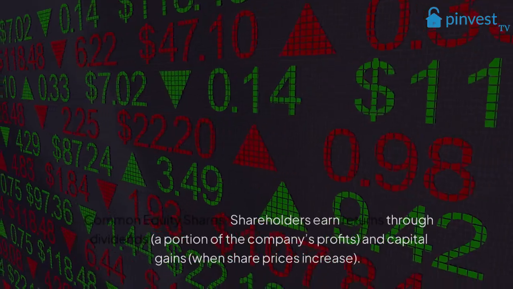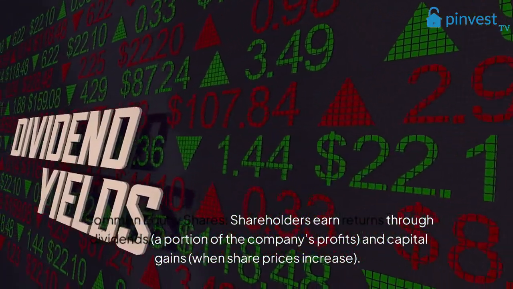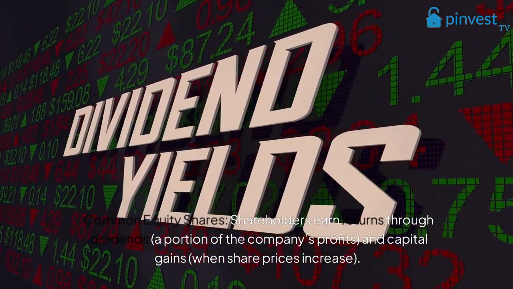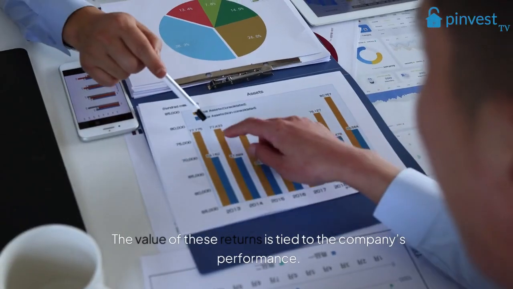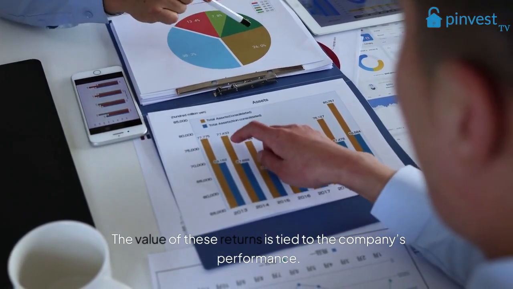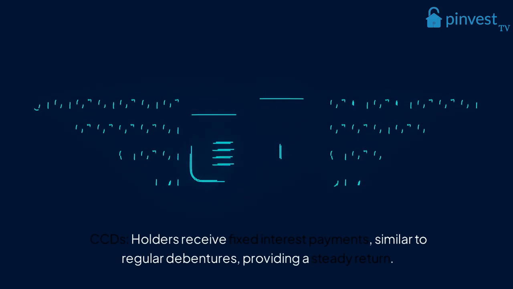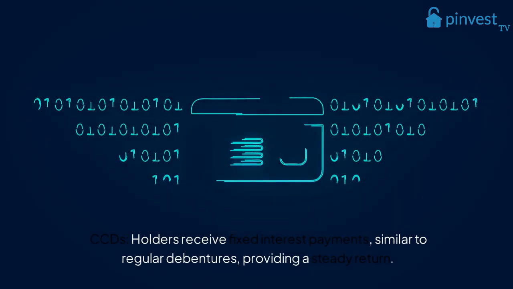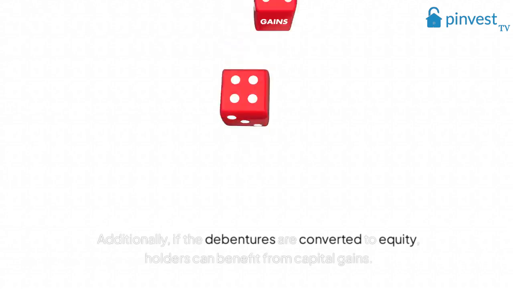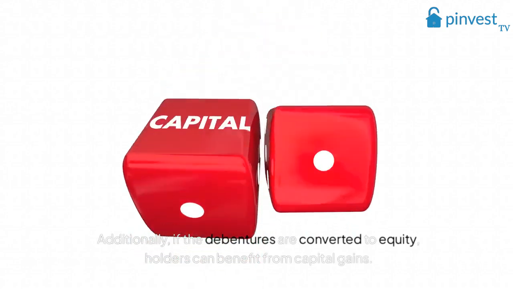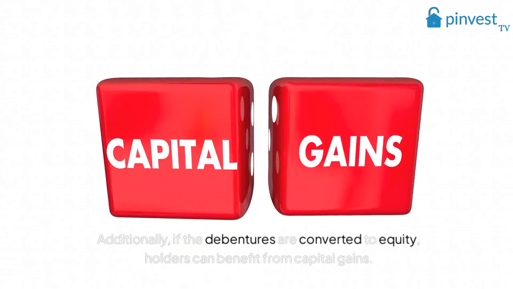2. Returns. Common equity shares: shareholders earn returns through dividends, a portion of the company's profits, and capital gains when share prices increase. The value of these returns is tied to the company's performance. CCDs: holders receive fixed interest payments, similar to regular debentures, providing a steady return. Additionally, if the debentures are converted to equity, holders can benefit from capital gains.